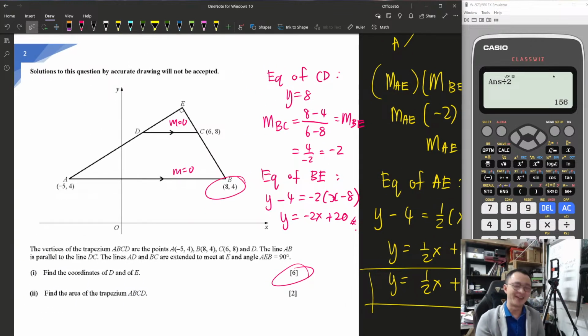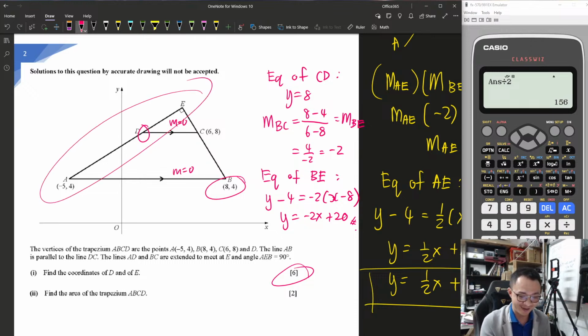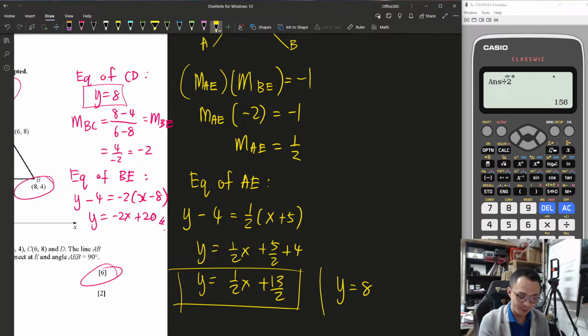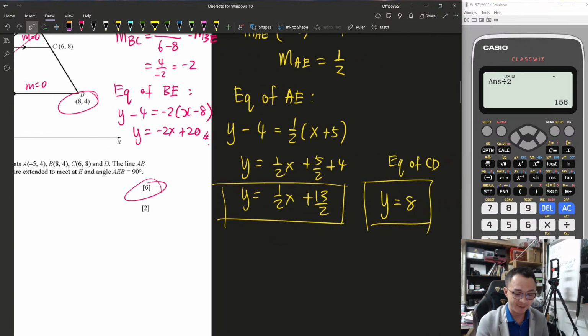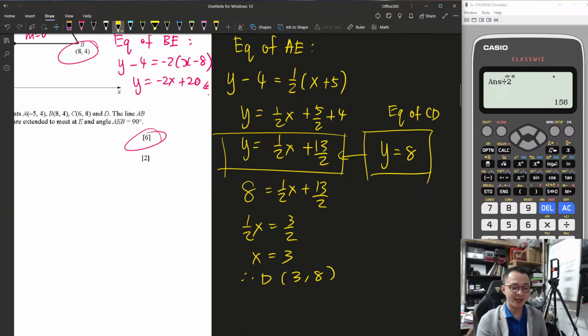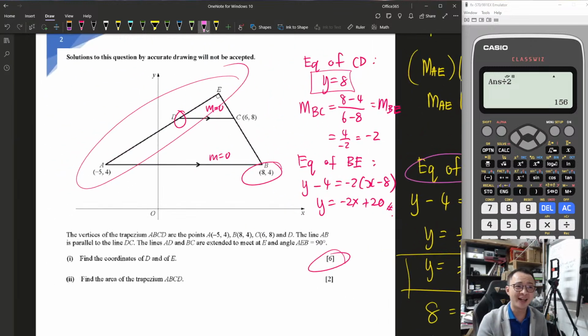Okay, now finally we can find the coordinates. If I want to find the coordinate D, I will do the simultaneous equations between AE and CD. CD is this one, isn't it? So we intersect both of them and we can actually get the coordinate of D. Basically, sub y equals 8 into half x plus 13 over 2. So half x equals 8 minus 13 over 2, you will get 3 over 2, isn't it? So x equals 3. So I got the coordinate D now, which is 3 and 8. Basically, I do the simultaneous between AE and CD, then both of them will intersect at D, right? If you can't see it, you can actually see here.